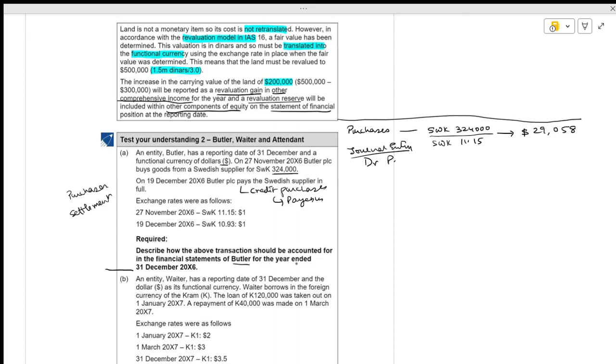What will happen? Debit will be purchases. How much? $29,058. Credit will be what? Credit will be payables. How much? 29,058. Fine. Next. What is the second one? The second one talks about the settlement. Is it right? Settlement.